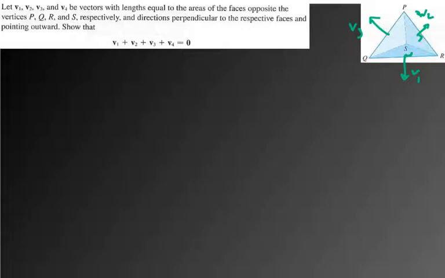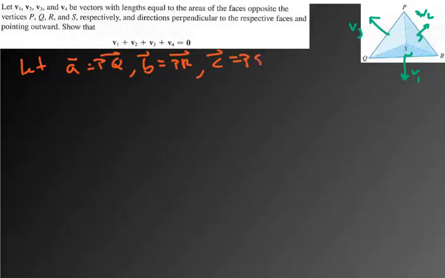I'm also going to let A be equal to PQ. I'm going to let B equal PR, and C be PS. So we've got A, we've got B, and we've got C.